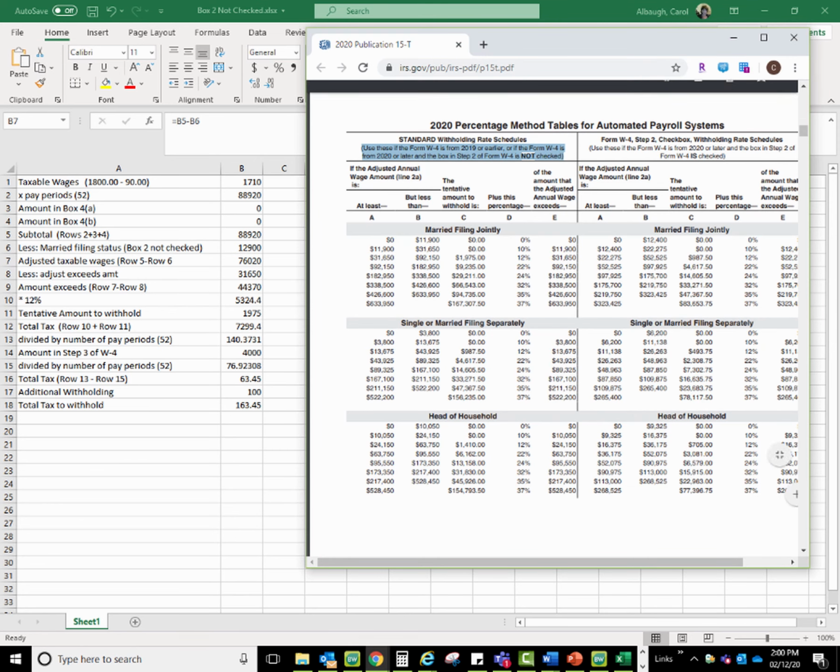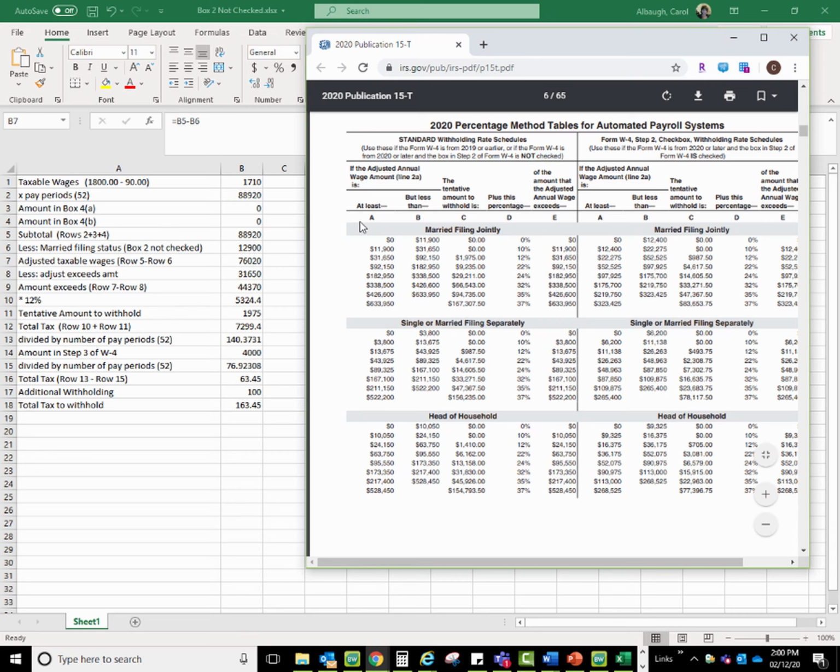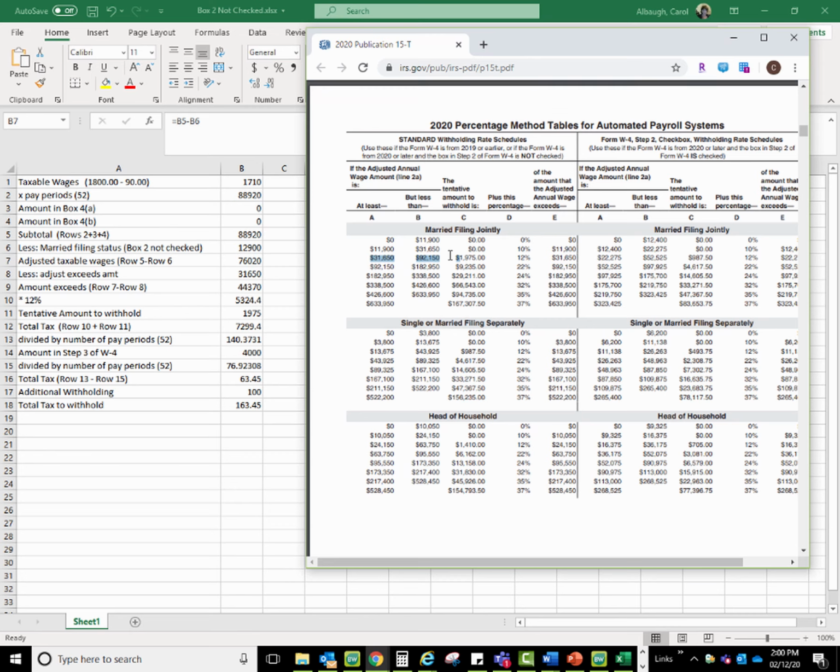This employee is using the form W-4 from 2020 or later, and the box in step 2 is not checked. So we're going to use the tables on the left. Our employee is married, so we're going to use the married filing jointly. Our adjusted taxable wages was $76,020. So that would fall in the $31,650 to $92,150. That means the amount over $31,650 is subject to 12% tax.